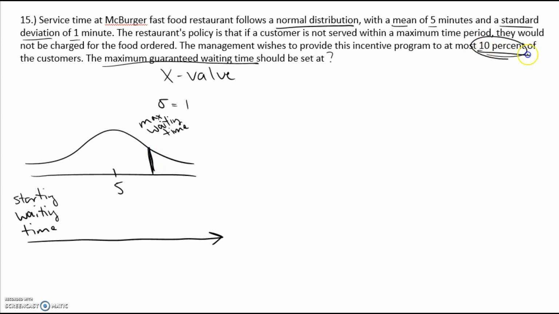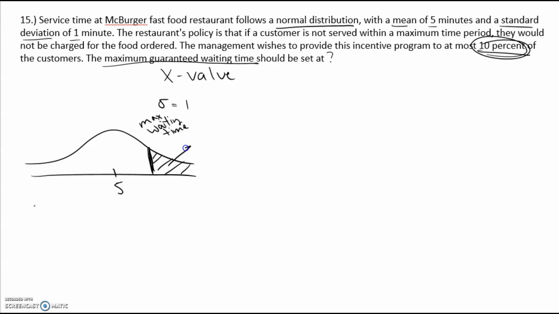And they only want 10% of the customers to get the food for free. So that means this over here, starting at the max waiting time and going this direction, all these people will get the food for free. Okay? So this over here is 10%. I'm going to go ahead and get it out of percentage. So that would just be 0.1. Okay? So I said we're looking for an x value, so we need to use this formula right here.